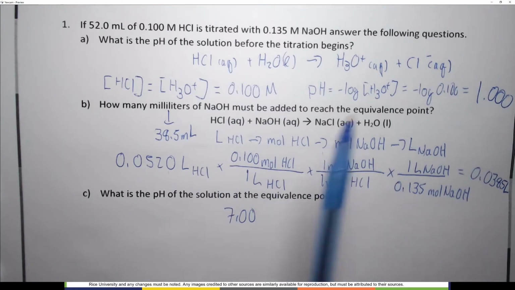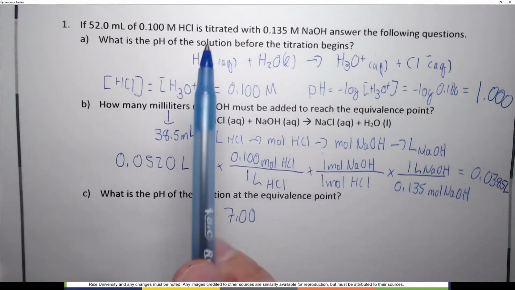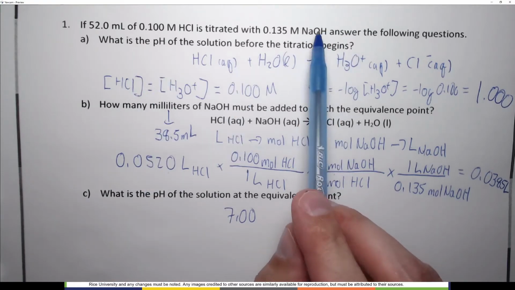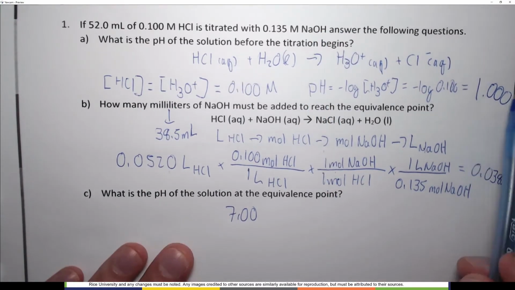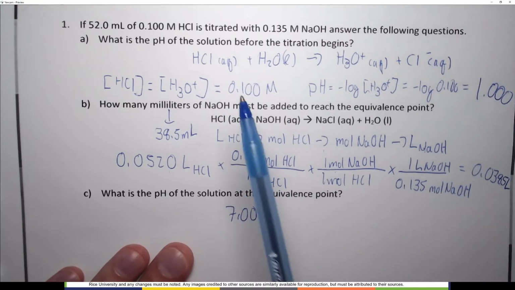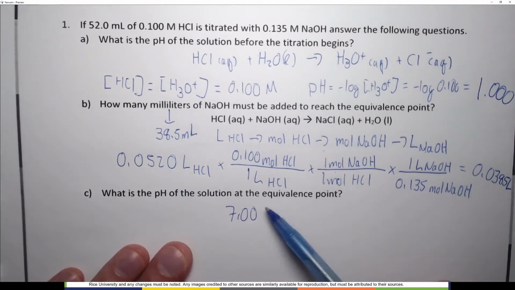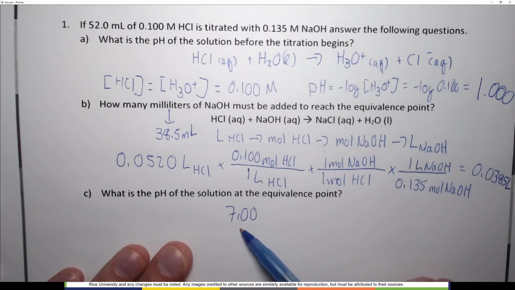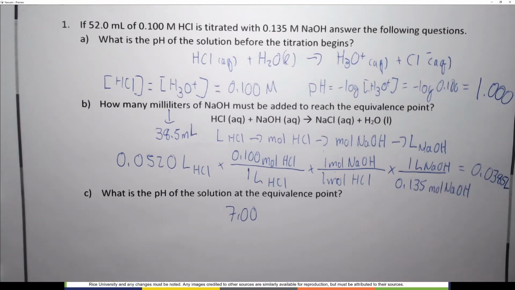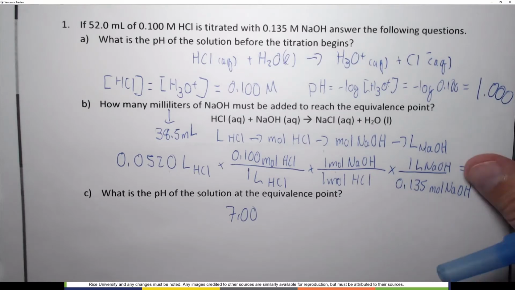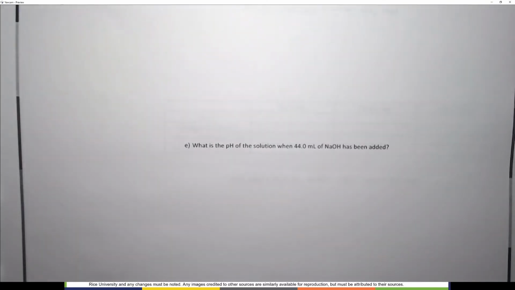So here's the deal. When I have added to this solution 0 milliliters of NaOH, the pH is 1. When I've added 38.5 milliliters of NaOH, the pH is 7. So we found 2 points on that titration curve that we talked about previously. So now we need to find the other points on that curve.